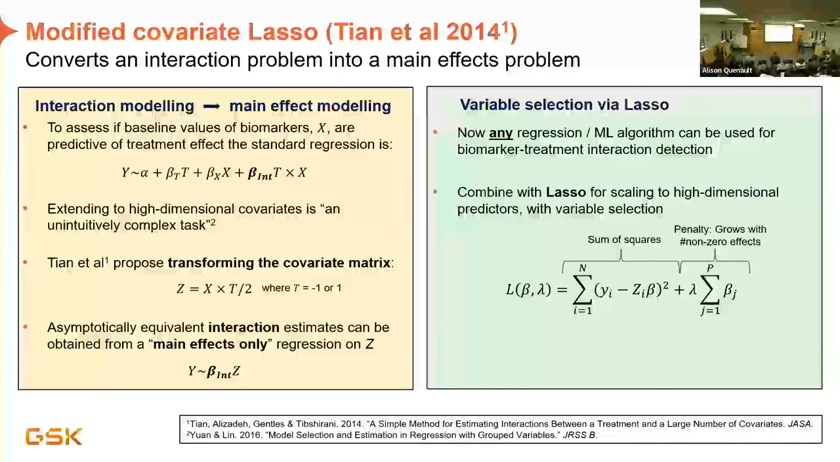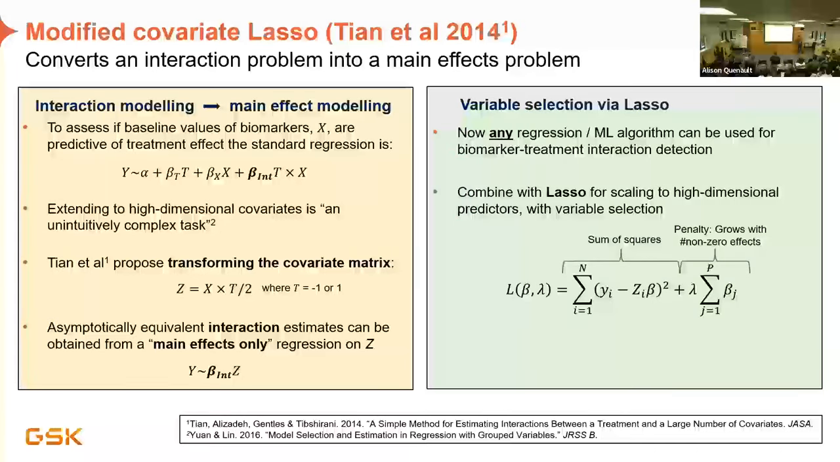What it does is take the biomarker matrix X and effectively multiply it by the binary treatment variable. A side note is that treatment here is encoded as 1 and minus 1. I don't find this very intuitive, so I'm not going to attempt to offer an intuition as to why this is the case, but it's pretty simple mathematically to see that if you then do a quote-unquote standard main effects regression on this transformed matrix, those effect estimates that you get are asymptotically equal to the interaction effects from the full interaction model.